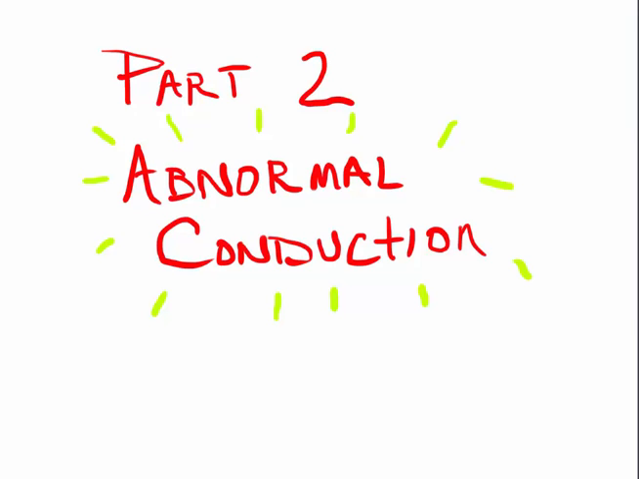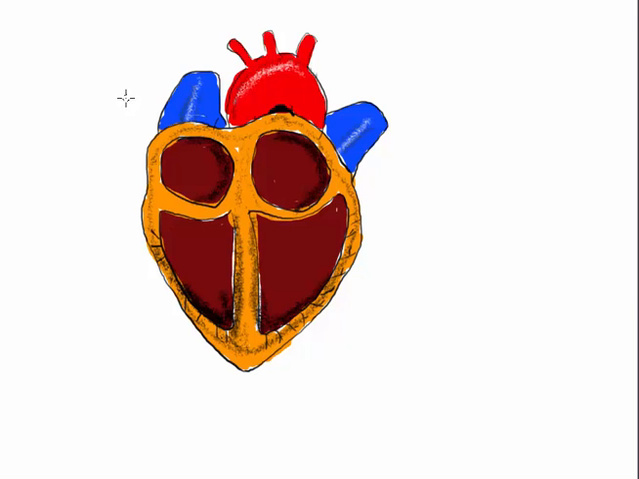Welcome to part 2 of your afib lecture. In this part I'm going to introduce you to abnormal conduction or arrhythmias. We're briefly going to touch on the two broad categories of arrhythmias, and then we'll talk about automaticity versus re-entry arrhythmias.